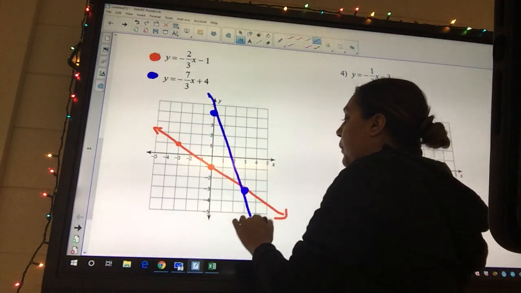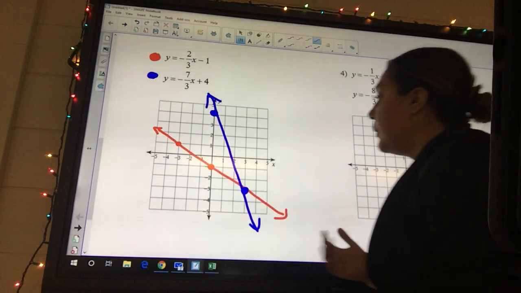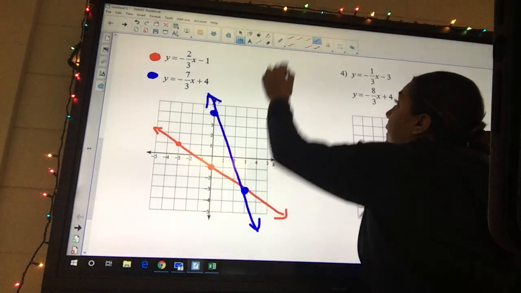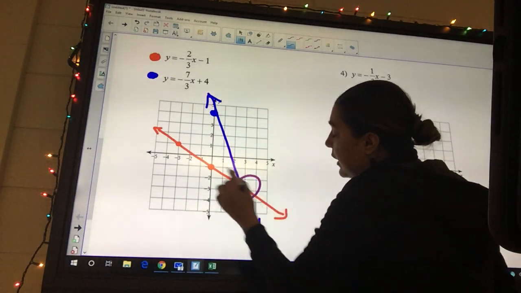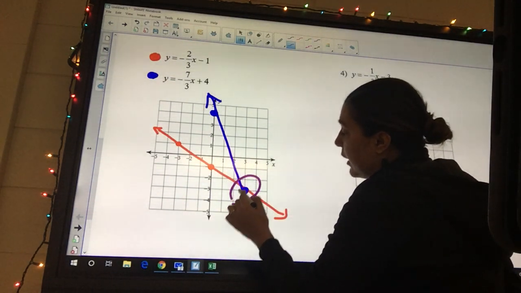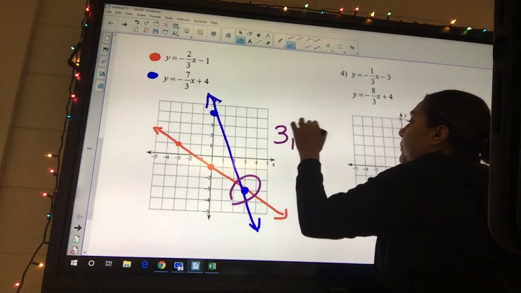So where is the point red and blue? And that's going to be our solution. Well, it's right here at this location, and that's going to be where x is 3 and y is -3.